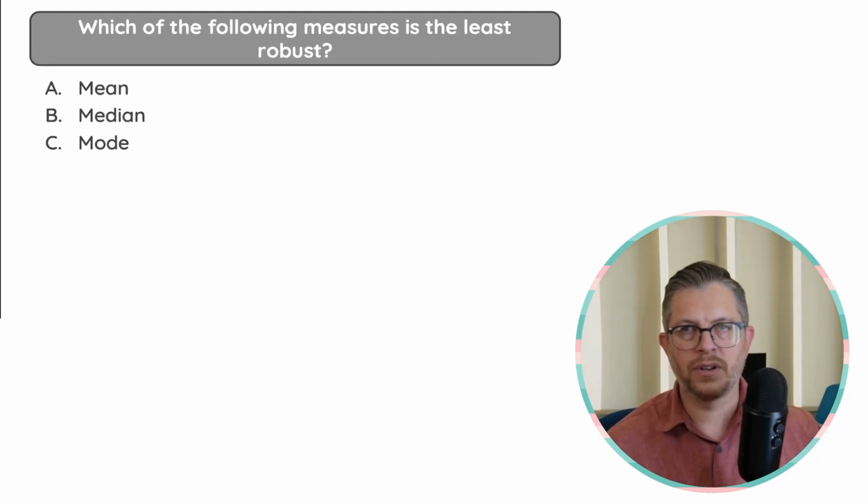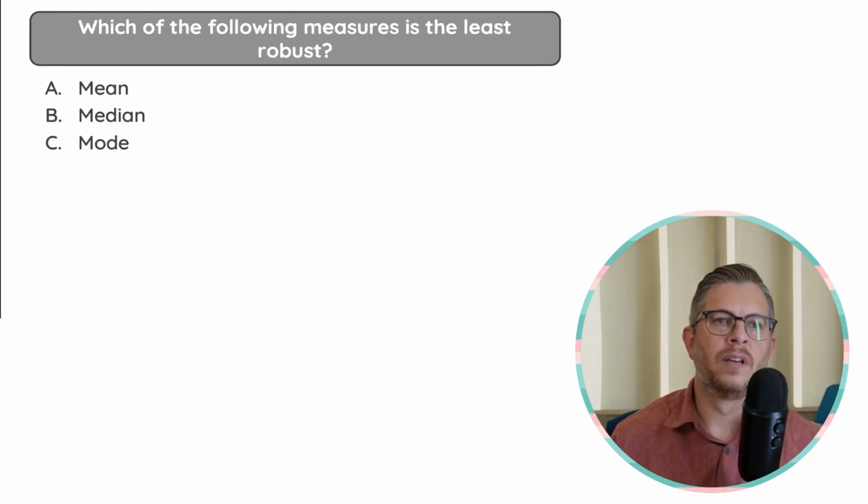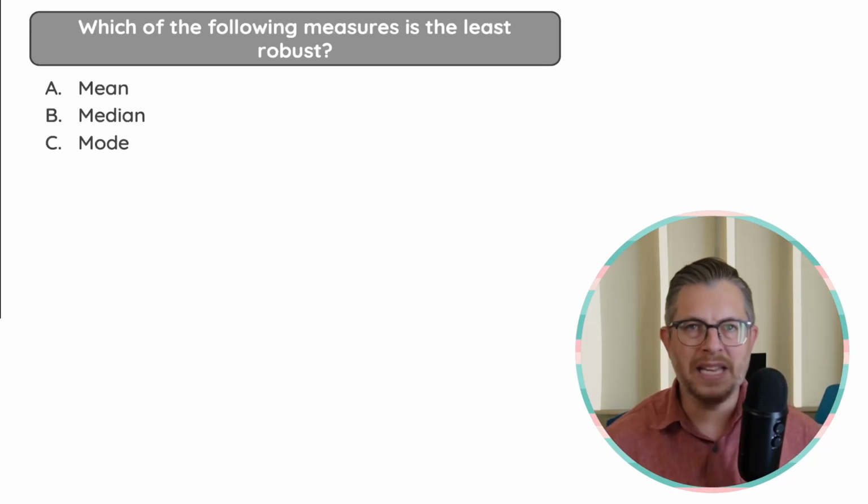Pause the video, I'll give you some time to think about it, and the answer in 3, 2, 1, and stop. All right, which one's the least robust? Well, that is going to be the mean.